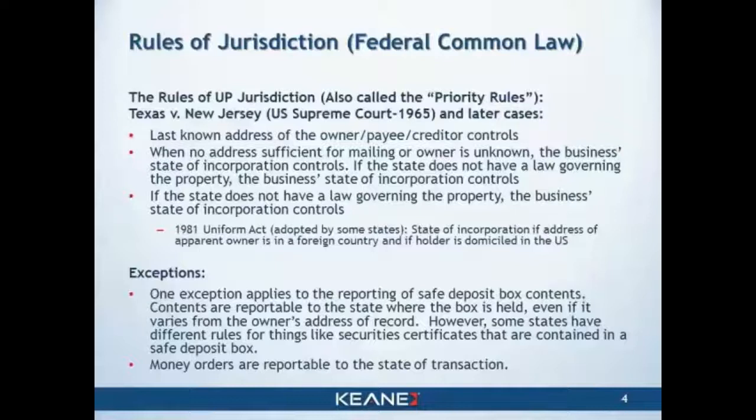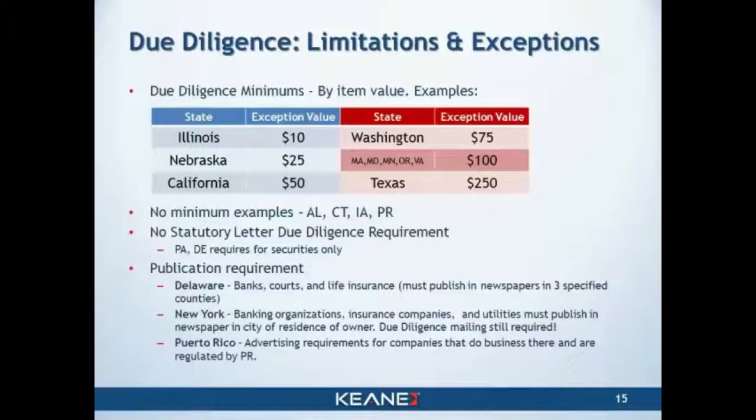The first priority rule is the last known address of the owner of the property. So even though you may be located or incorporated in New Jersey, if you have an owner whose address of record is Pennsylvania, then the property should be reported to the state of Pennsylvania. When there is no sufficient mailing address, and that happens a lot if you've acquired another bank and the records were not good, you may just have Maureen Ferrari, Pennsylvania, or Maureen Ferrari, 123 Main Street with no state. Those items where there's an incomplete address and no state identified go to the state of the bank's incorporation. So that's the second priority rule.